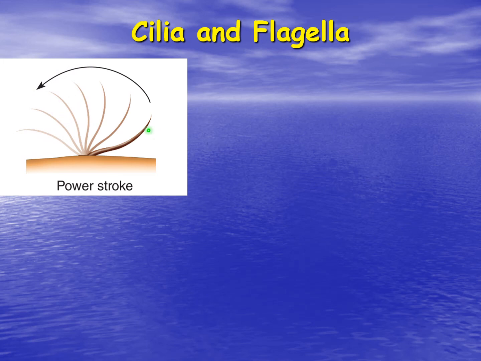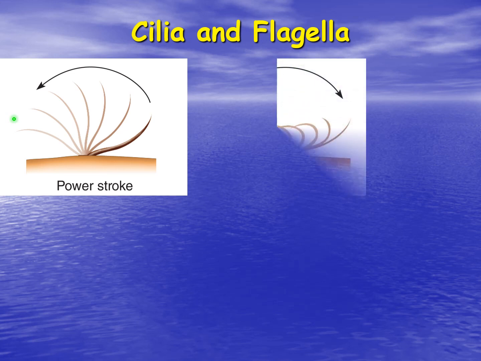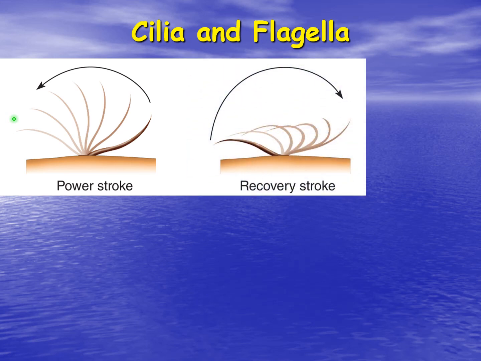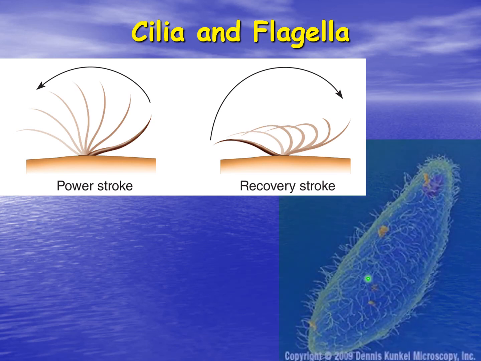They first have what's known as the power stroke, and this is actually what will drive the cell forward in the environment or move stuff along the surface of the cell that has the cilia. And then they go into a recovery stroke, and they simply then flip back to their original position to then redo the power stroke again. There is no movement in the recovery stroke, and so this will allow directional movement of either the cell itself or the stuff on the surface of the cell.